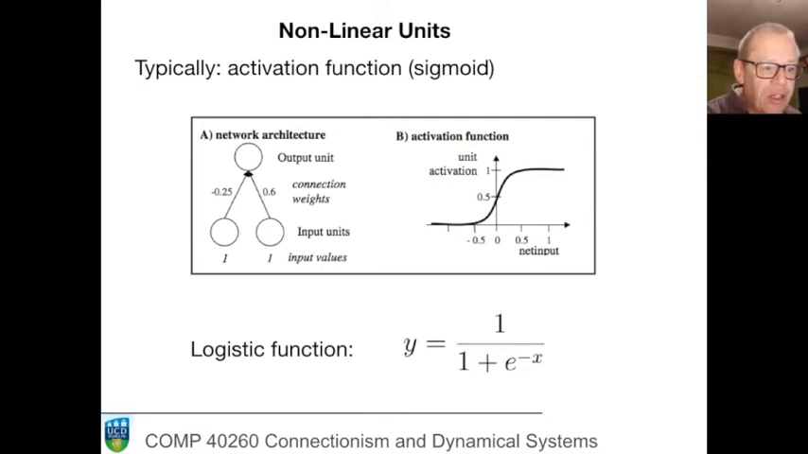So looking at the architecture on the left, in panel A, assume that the output unit is a unit which has this kind of activation function. It will first compute its net input, which will be 1 multiplied by minus 0.25, plus 1 multiplied by 0.6. That gives the net input. That gives a point on the x-axis, and then we read off the unit activation on the y-axis.